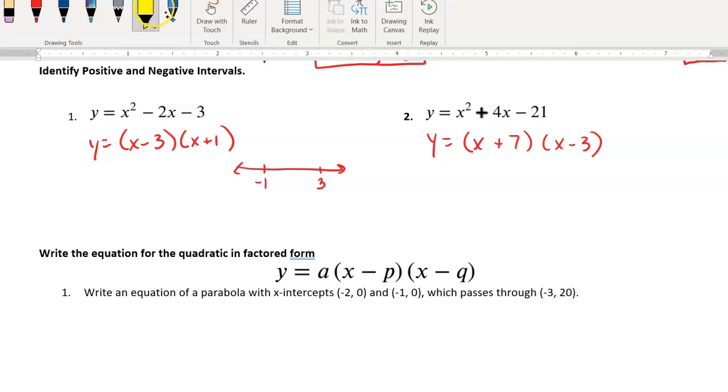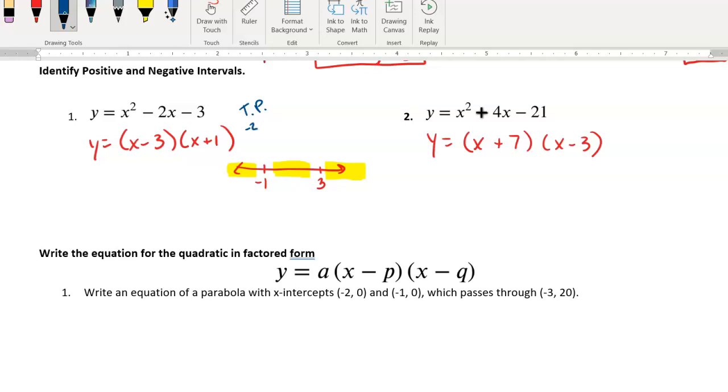Notice how we have an interval here, an interval here, and an interval here, between and outside of each of those x-intercepts. So we're just going to use a test point. Call that TP for test point, not toilet paper. So the first test point, I'm going to pick a number less than negative 1, like negative 2.